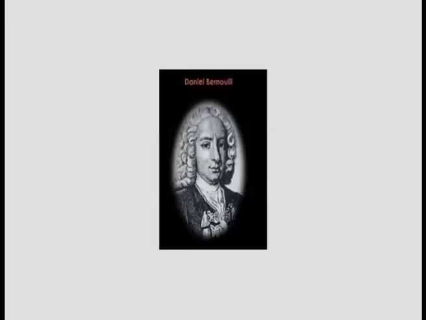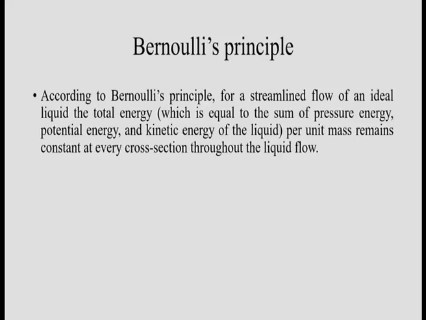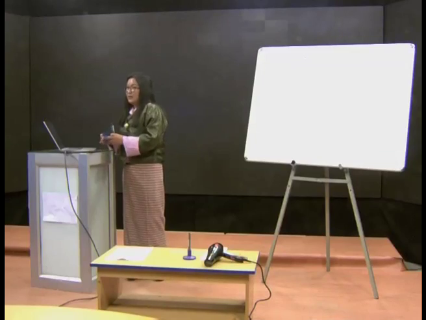Now, this is the actual statement of the principle. I will read it out. According to Bernoulli's principle, for a streamline flow of an ideal liquid, the total energy, which is equal to the sum of pressure energy, potential energy and kinetic energy of the liquid per unit mass, remains constant at every cross section throughout the liquid flow. Did you get it? Complicated, right? But actually it becomes much easier with this mathematical understanding.